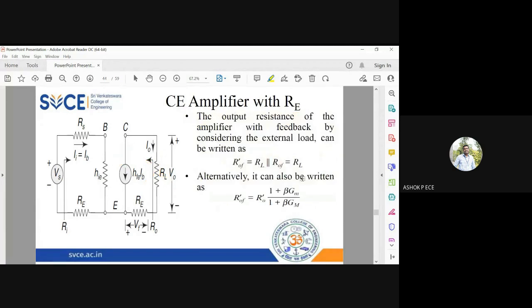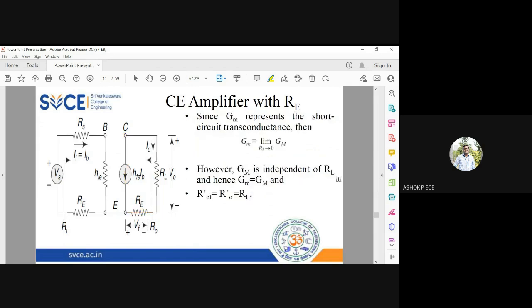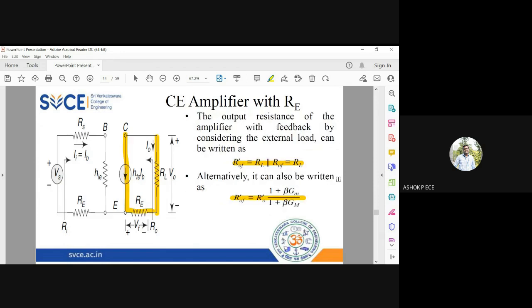So for that reason only, we are going to find one more resistance, what is called R naught dash. R naught dash is including your RL. So R naught dash equal to, across this RL, you have these two components in series. So infinity plus RE parallel to RL. So R naught dash is going to be RL, and R naught F dash, I can simplify and get this expression. So input side and output side, finding the resistance, you should be very, very familiar by now because we have done this for a larger number of circuits.